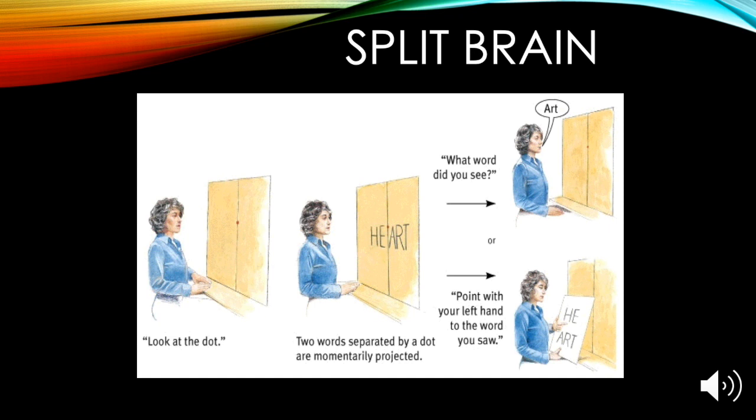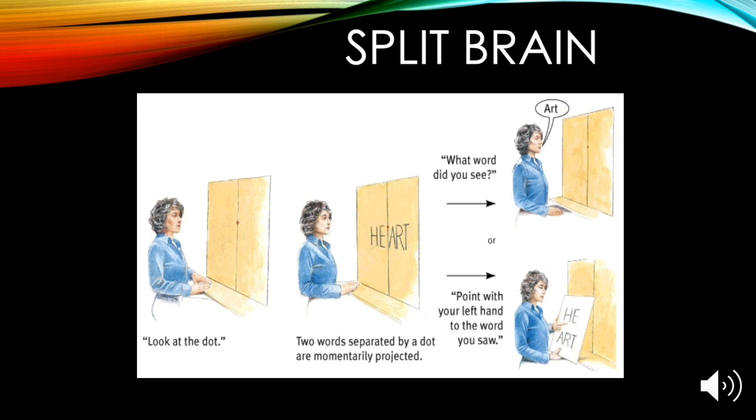Together, they could put together that they saw he and art, and that actually means heart, but somebody with their corpus callosum severed is going to have to kind of work that out, whereas our brains typically are going to process it instantaneously, and we're going to see the word heart. So that is where we're going to end our discussion about the brain, and we're going to switch gears here a little bit.